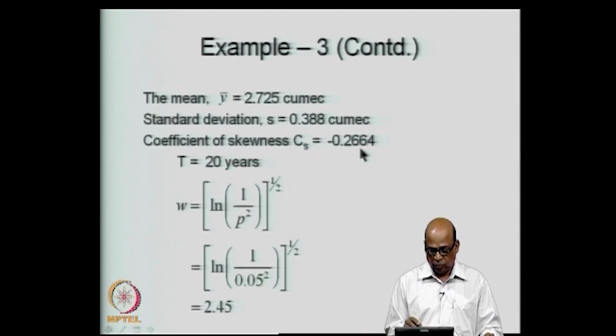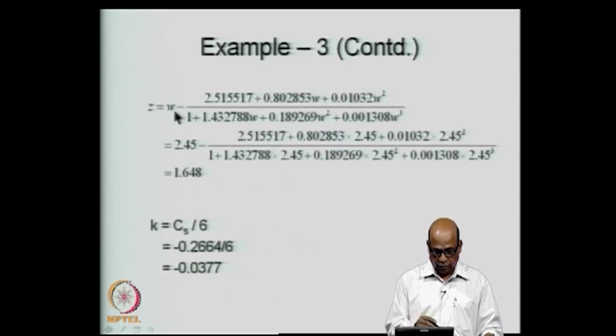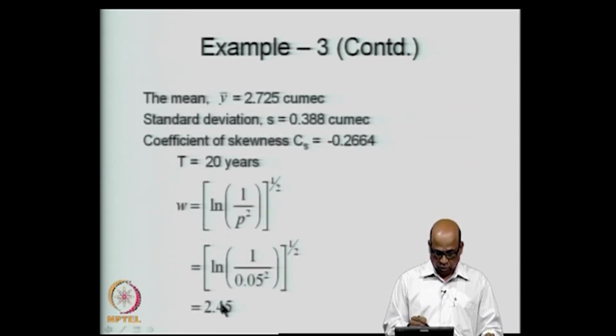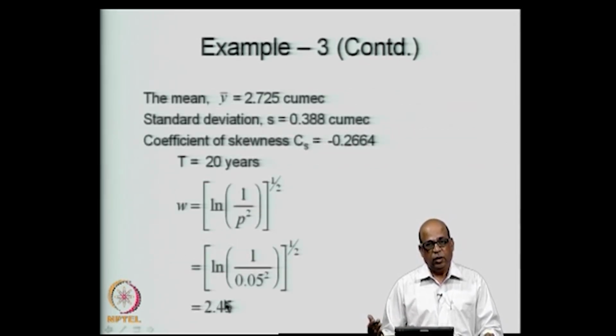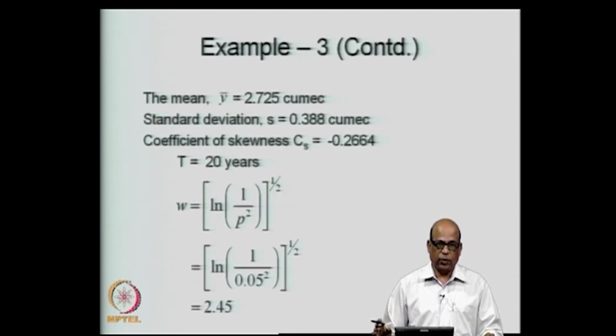Coefficient of skewness is minus 0.2664, it is a negatively skewed distribution, and we have T equal to 20 years, that means return period is 20 years. So, we get for this example W as 2.45 and Z as 1.648. What I am doing is, first I am calculating the Z. Instead of going to the tables, I am using the same expression that I gave for the normal distribution and I use that with p equal to 0.05, which corresponds to 20 years, and therefore, I get a W of 2.45.